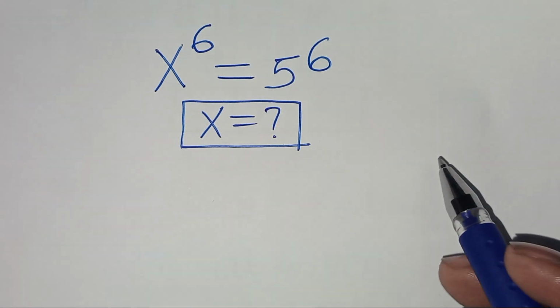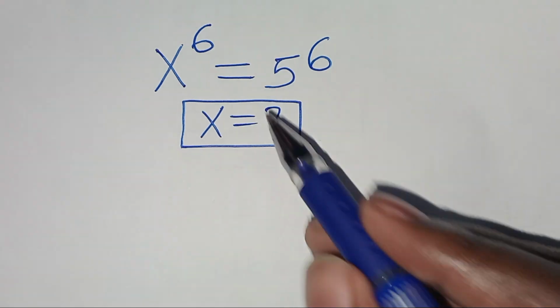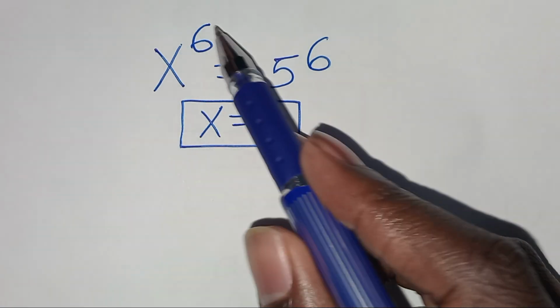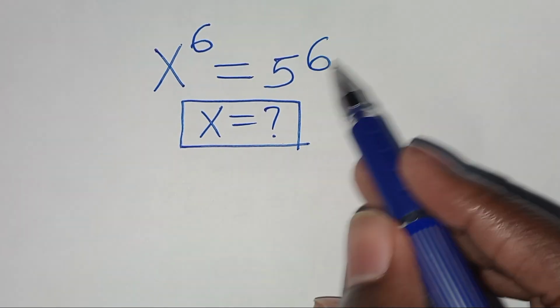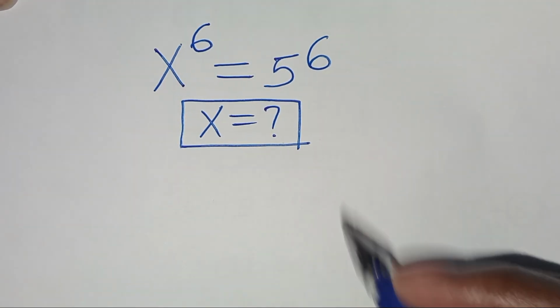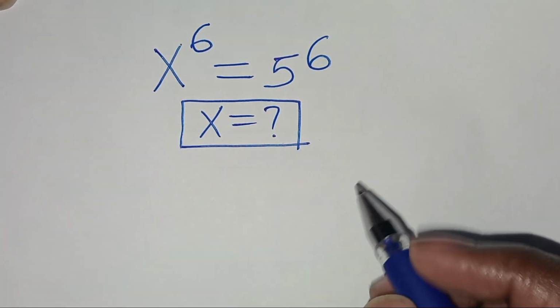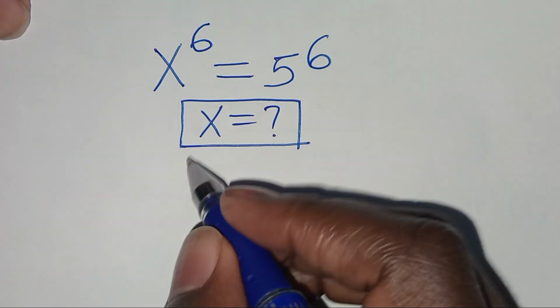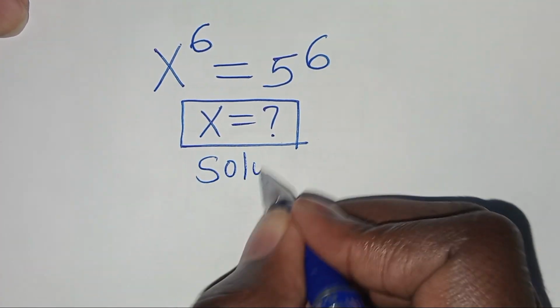Hello everyone, you're welcome to solve this nice exponential equation: x to the power 6 is equal to 5 to the power 6. What are the values of x? So let's solve for both the real solutions and complex solutions. Let's present the solution from here.